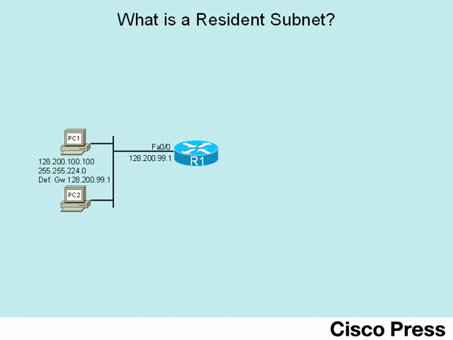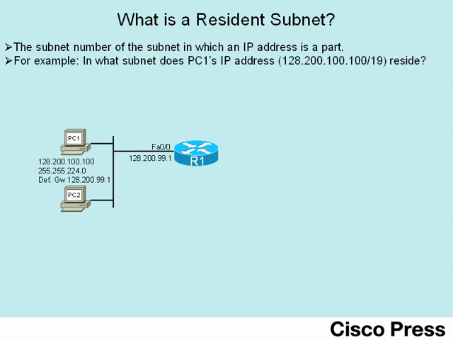Before taking a look at the process, let's take a closer look at what I mean by resident subnet. Every IP address assigned to a host when subnetting is used is inside a single particular subnet. So the resident subnet is the subnet number of the subnet in which an IP address resides, or is a part of. For instance, here in the figure we have PC1 and it's been assigned an IP address of 128.200.100.100 and it's got a mask of /19 or 255.255.224.0. Now the question is, what is the subnet number in which this IP address resides? As it turns out, the subnet number is 128.200.96.0 with that same /19 mask.